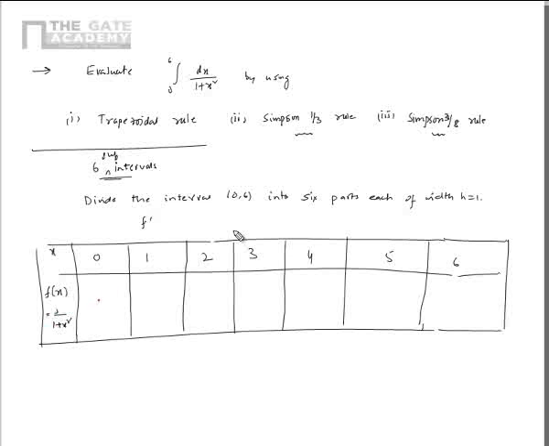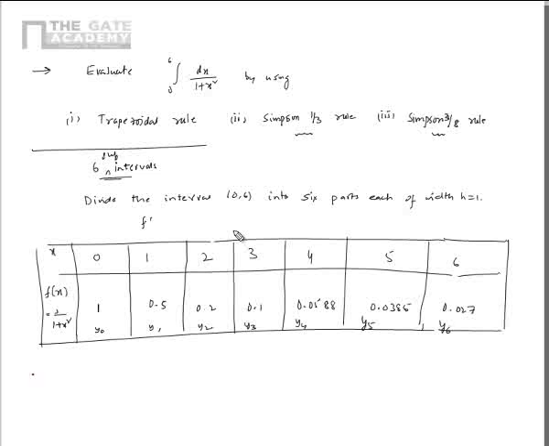So you have to just substitute x. When you substitute x equal to 0, it becomes 1. When you substitute x equal to 1, it becomes 0.5. So just computing the values. When you substitute 2, it becomes 0.2. When you substitute 3, it becomes 0.1. When you substitute 4, it becomes 0.0588. Because the function is given, you can just easily evaluate these values. So this is y0, y1, y2, y3, y4, y5, and y6. So you have all the points.